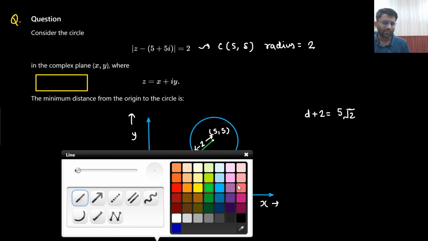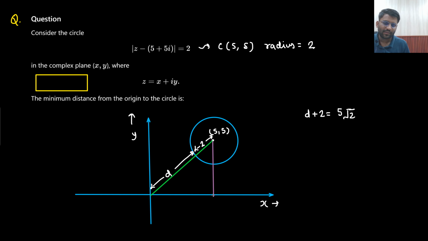Now you do one thing. This length is 5, and this length is also 5. So you can see, sir, D plus 2 comes out to be 5 under root 2 because it is a right angle triangle we have made. This length is 5, this length is 5, so D plus 2 is 5 under root 2.